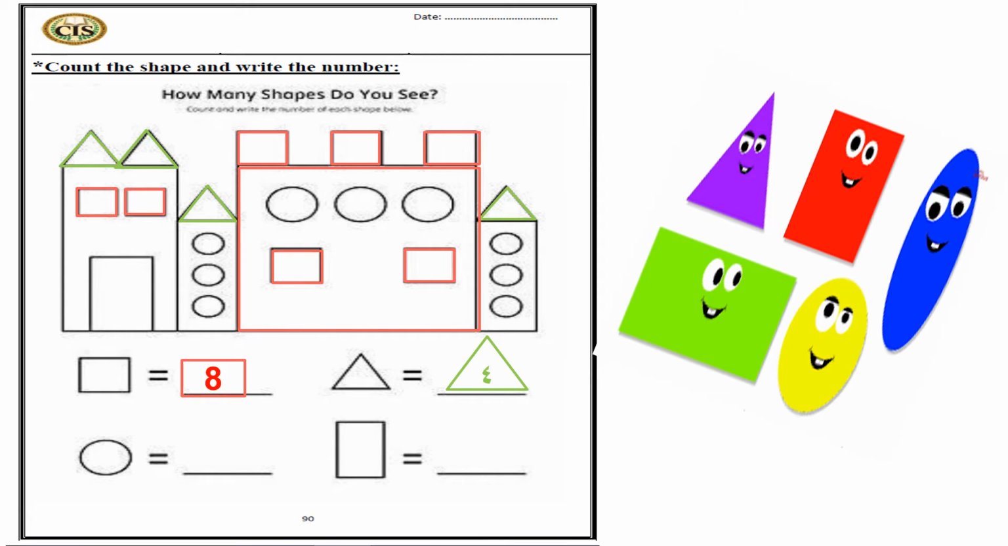And how many circles? Let's count them together. 1, 2, 3, 4, 5, 6, 7, 8, 9. There are 9 circles. And how many rectangles? Let's count them. 1, 2, 3, 4. There are 4 rectangles.